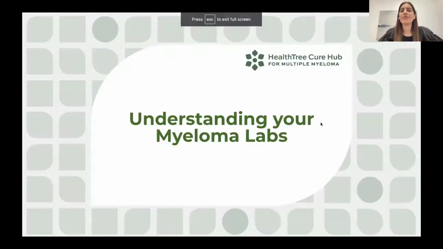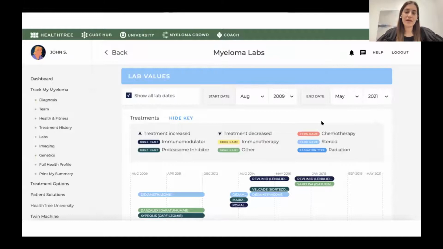We have some slides that we prepared because we want this to be super clear. We know that myeloma is a super complex disease. It's not easy, and there's a lot to learn. So we want to make it as easy as possible for you, and that's why we're here today. Go ahead, Patty, to the next one.